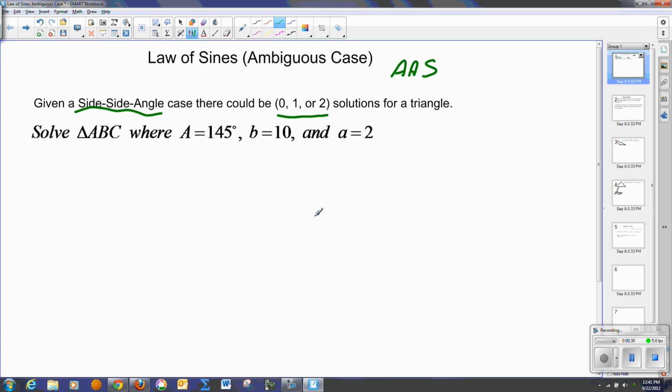any of three possibilities. You could have 0 solutions for your triangle, 1 solution, or 2 solutions, depending on what you're given and the relationship of the things you have. So let's take a look at our first example.